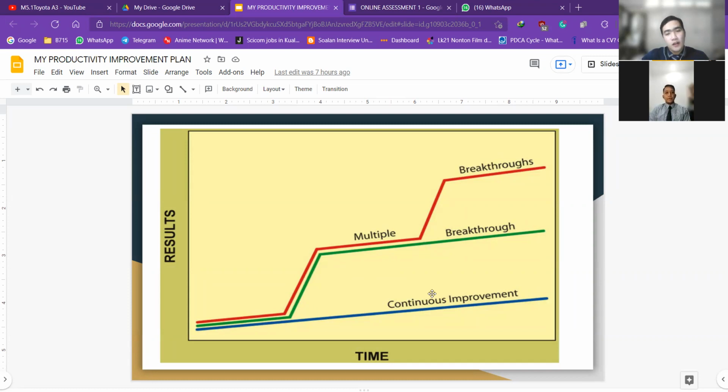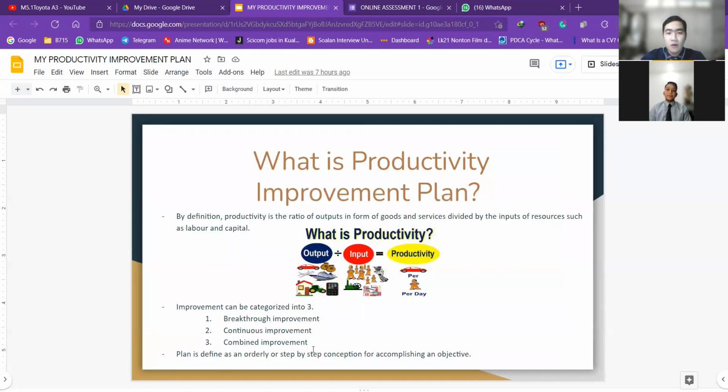So how about continuous improvement? Based on the blue line, you can see the line does not increase rapidly like the green line, but it increases continuously. This is what we call a cycle of improvement little by little, in order to achieve our goal much more easily and affordably. So how about plan? Plan is defined as an orderly or step-by-step conception for accomplishing an objective.